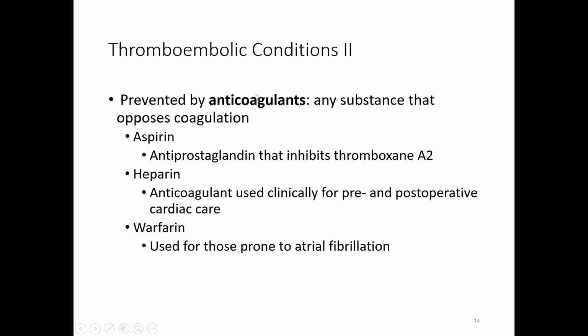So how can those conditions be prevented? How can the formation of an unnecessary thrombus be prevented? By anticoagulants, substances that oppose coagulation. There are many medicines: aspirin, heparin, warfarin. Each of them is used when it's necessary. For example, heparin right before surgery and in post-operative cardiac care.